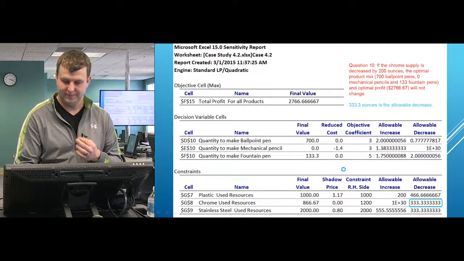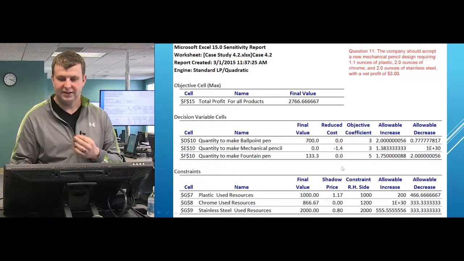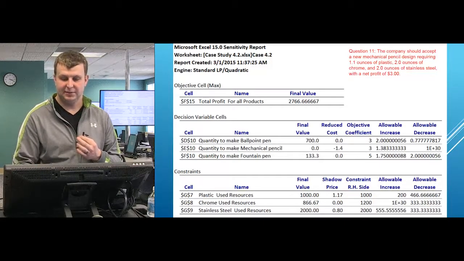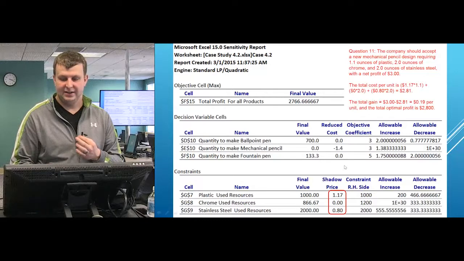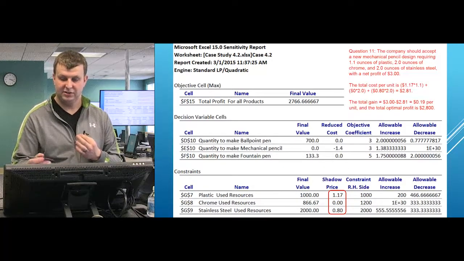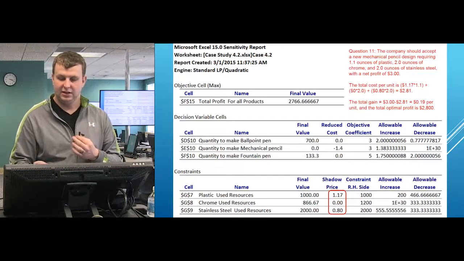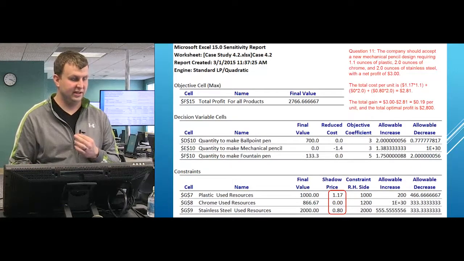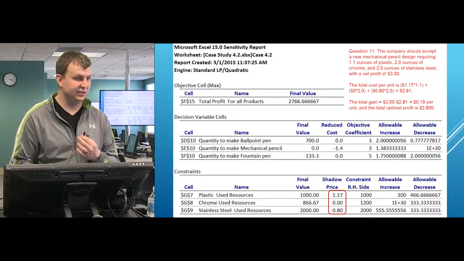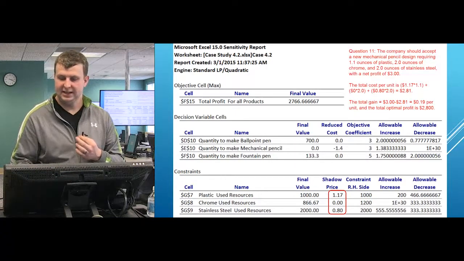So the next question was about this new mechanical pencil design, and they should accept it because, using our shadow prices, that should be increasing the price of that mechanical pencil, so making more profit because we end up with 19 cents extra based on our shadow price. And so that will actually help our profit there just a little bit if we do that.